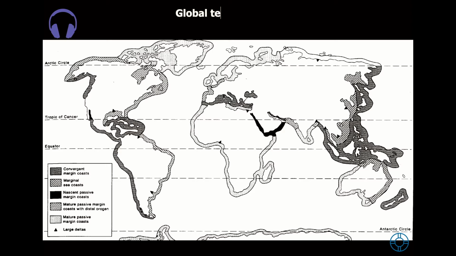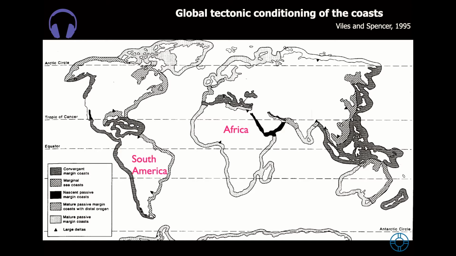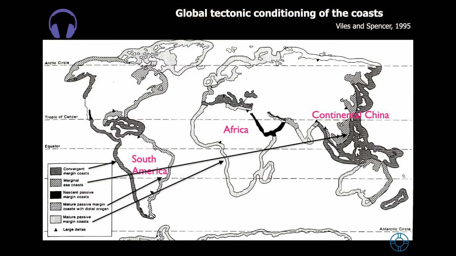This map from Viles and Spencer, 1995, shows the global tectonic condition of the coasts. And we can see that some examples of South America, Africa, and continental China, the coasts are quite different from its global tectonic origins. In South America, we have the eastern part, where is Brazil. We have this mature passive margin coast with distal origin. In the west, we have convergent margin coasts. Africa presents mature passive margin coasts, and continental China presents marginal sea coasts. We are going to talk about this later.